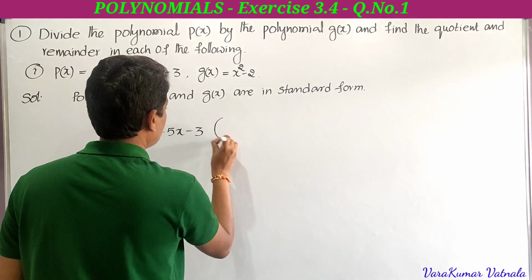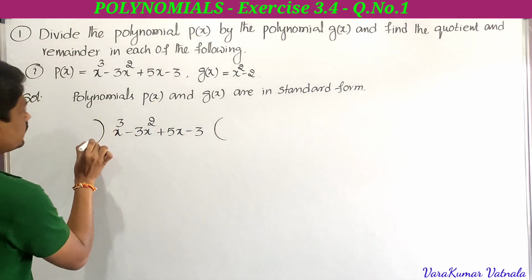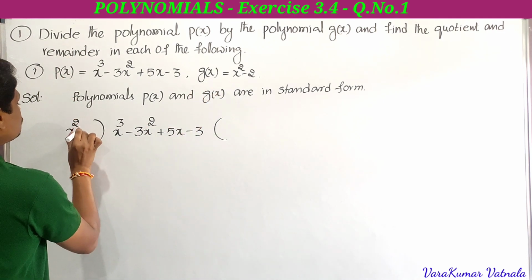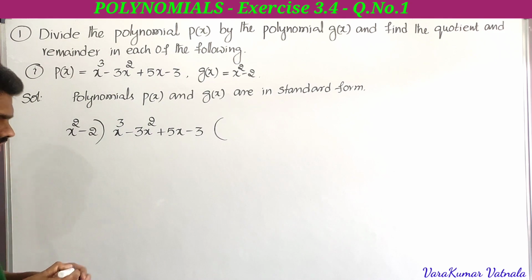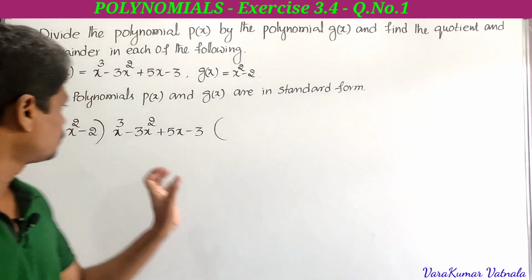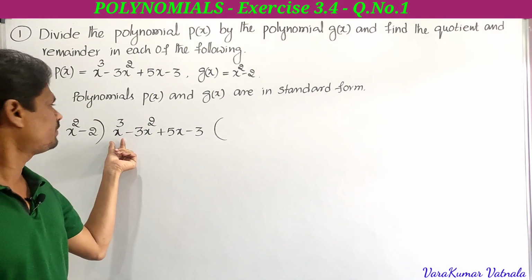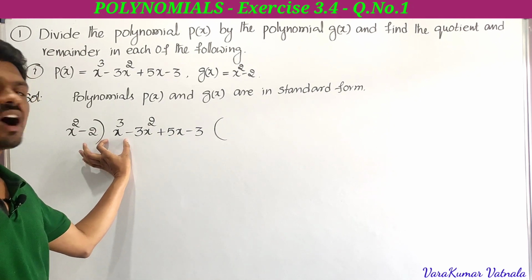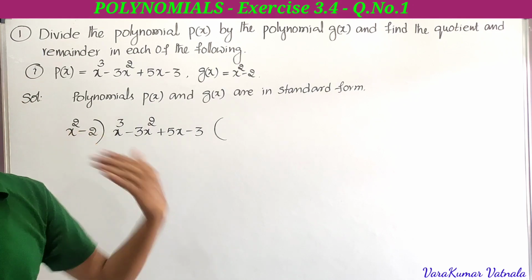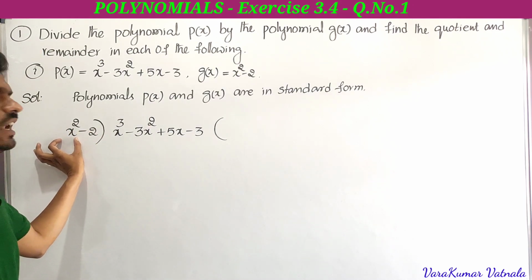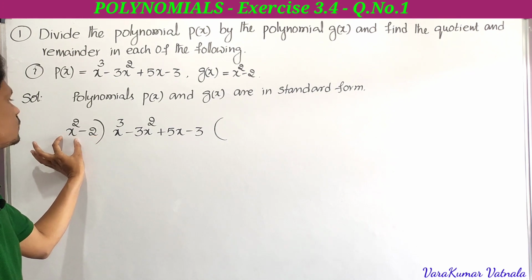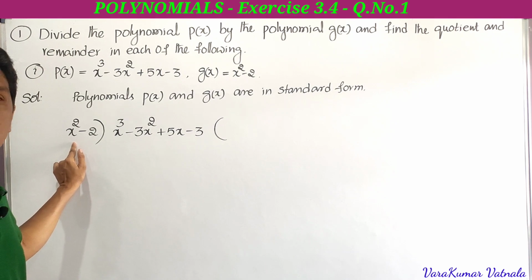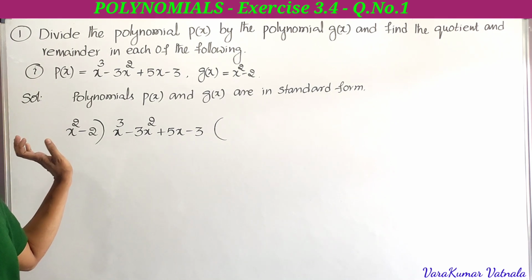So this is the dividend. We have to divide by g of x. This is the divisor, x square minus 2. So now see here how we can divide. In the dividend, or p of x, totally there are 1, 2, 3, 4 terms. So this is the highest degree term or the first term. In the divisor there are only 2 terms, x square and minus 2. So here x square is the highest degree term or the first term of the divisor.